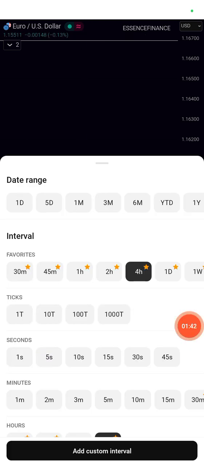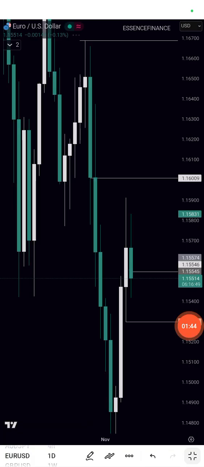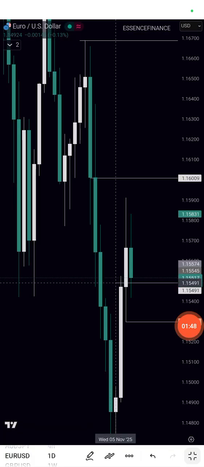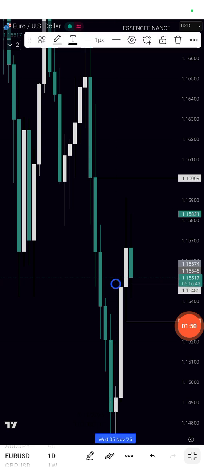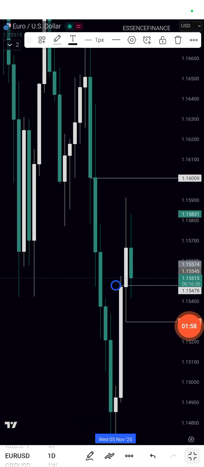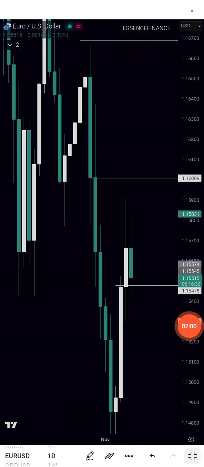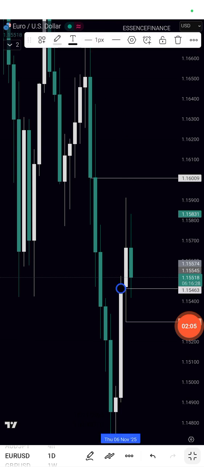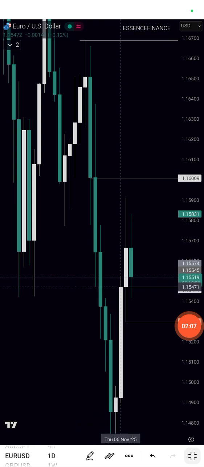I had my MTF on the daily. This was my MTF. I was expecting price to come and trade off from this open close here on Monday. Oh god, I'm not so good with using my phone, but I'm just trying my best.